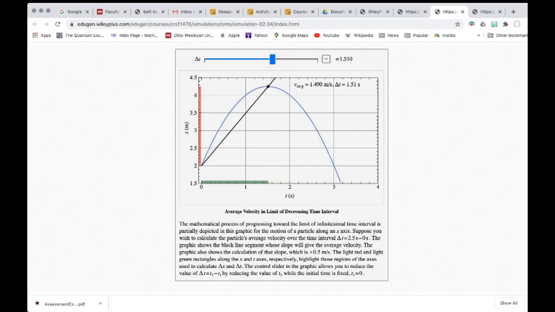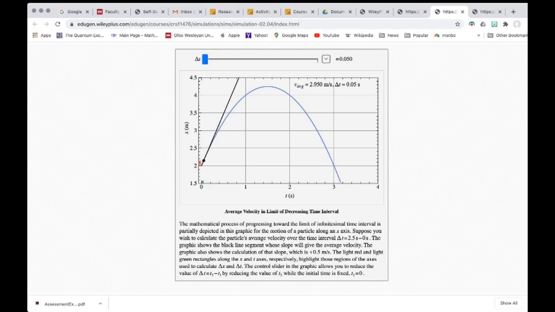I can make the time interval smaller and smaller. There we are at delta t equals 1 second. And the slope of the black line is now 2 meters per second. And that's the average velocity for the time interval that starts at t equals 0 and ends at t equals 1 second. And I'm now going to take the limit as the delta t gets smaller and smaller, with the t initial always being equal to t equals 0. That is graphically the same thing as in calculus taking the limit as delta t goes to 0.